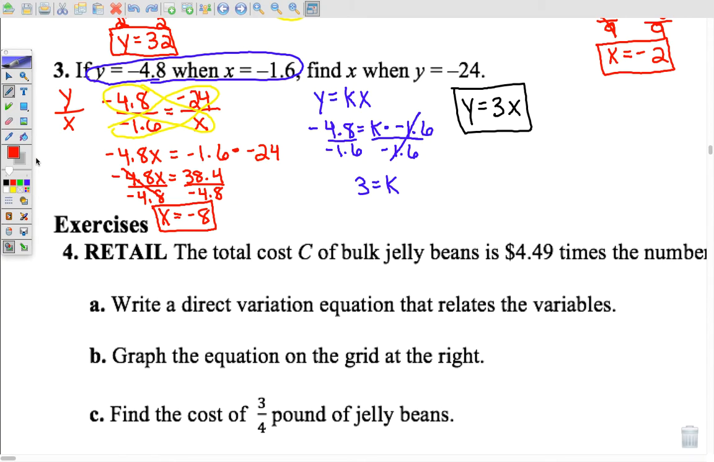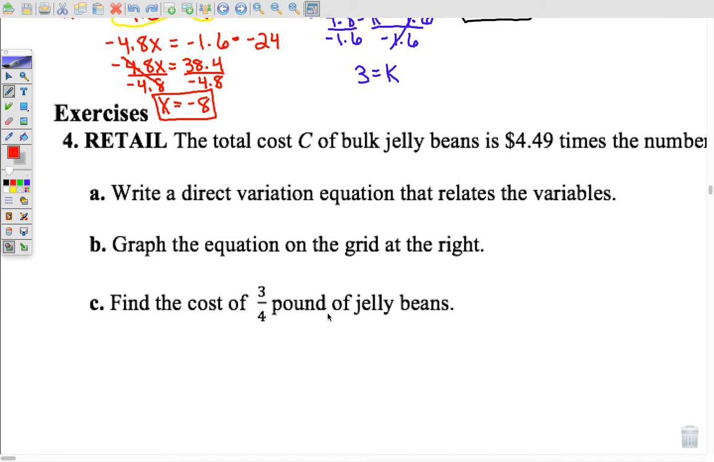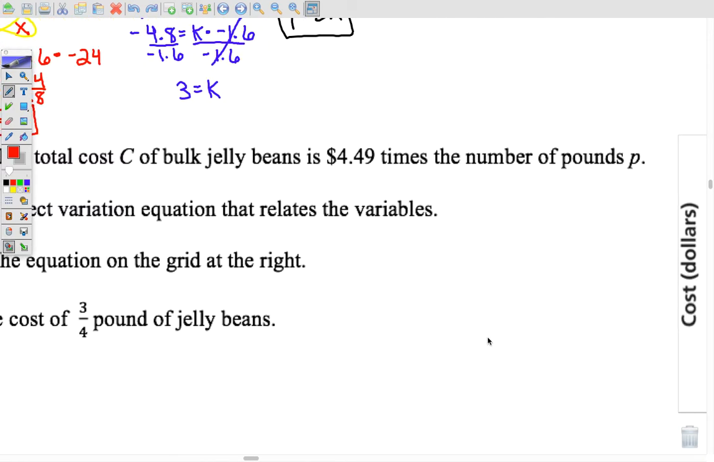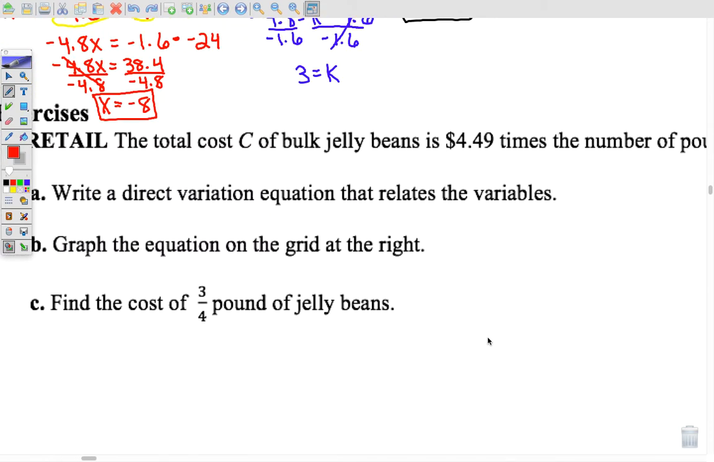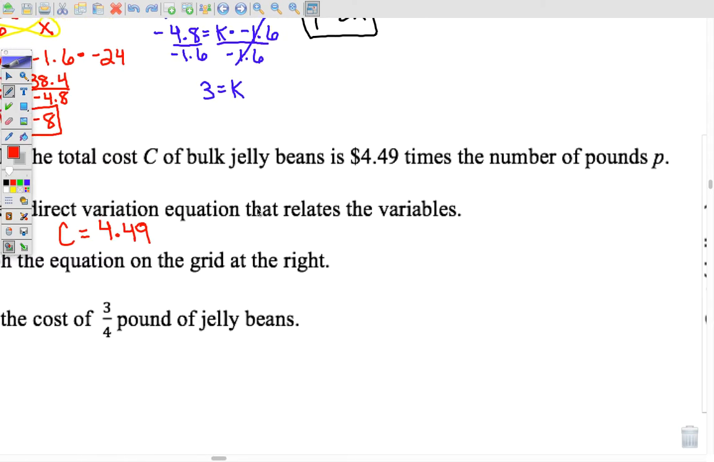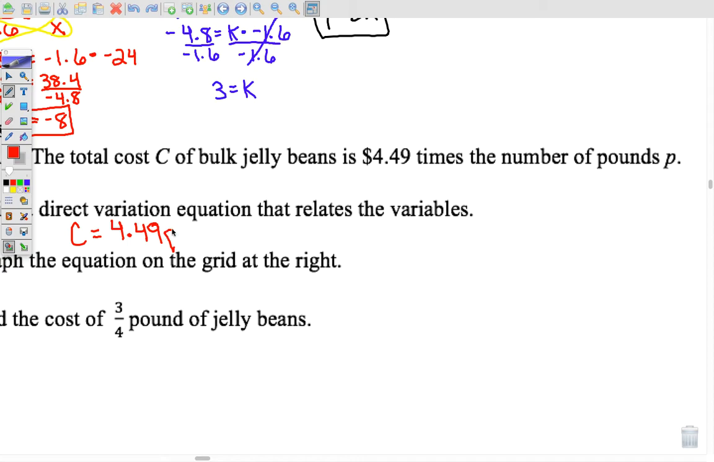All right. And the very last thing that we have here is a word problem. It says the total cost C of bulk jelly beans is $4.49 times the number of pounds P. Okay, so it says A, write a direct variation equation that relates the variables. So we have here the total cost, so C, equals $4.49 times the number of pounds P. So I'm going to just put times P.